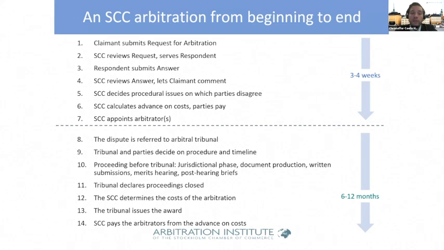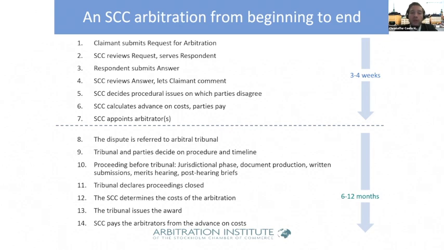Upon such request, the SCC will review the request and decide whether additional advances shall be paid or not. I will be talking a bit more about the advances on cost and the cost of the arbitration later in the presentation. So this is just meant to be an overview of the steps.